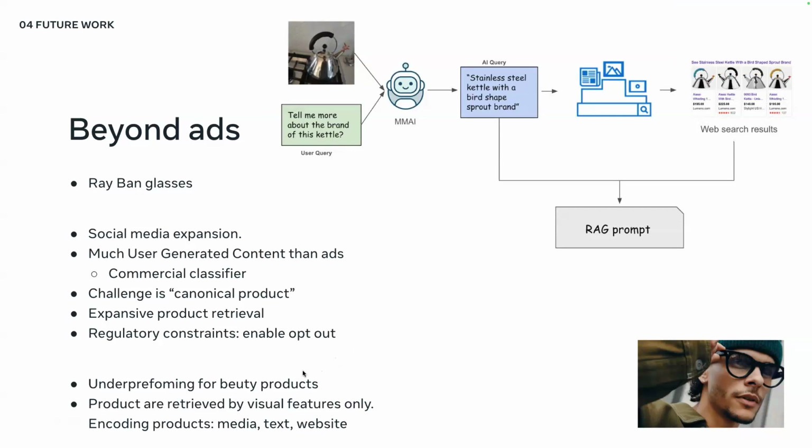Some issues we found with the product recognition is that it is underperforming for beauty products. For example, in many beauty ads, the product is not shown. What we see is just a woman that is wearing makeup and discussing it and not actually presenting the product. And currently we only retrieve products by their visual features. So by expanding to more modalities like text and speech, we can be more accurate.